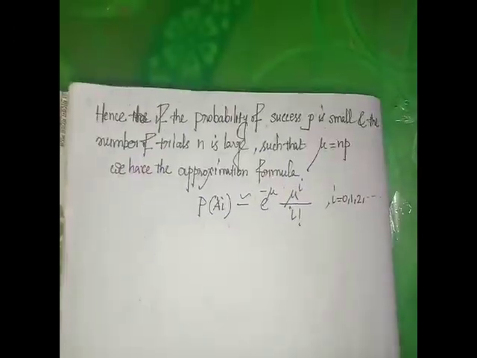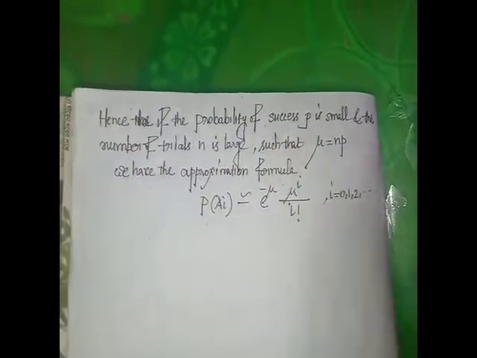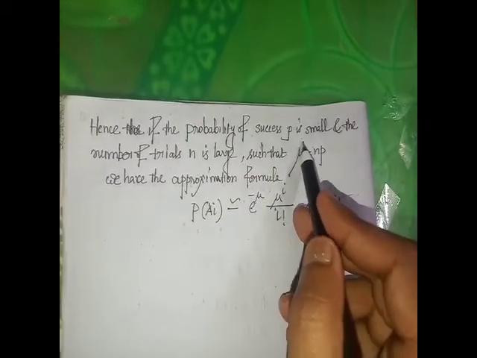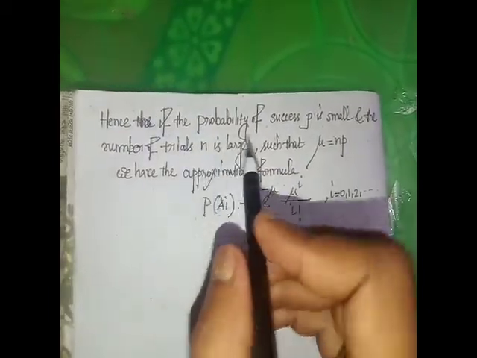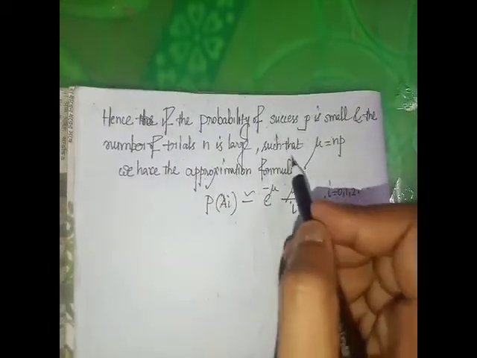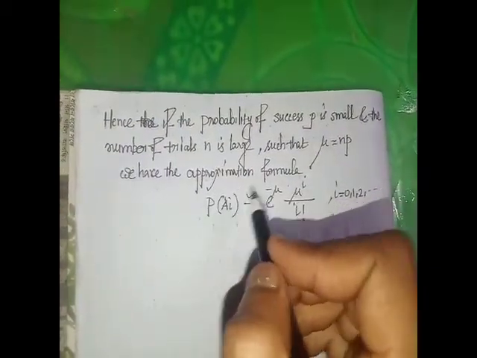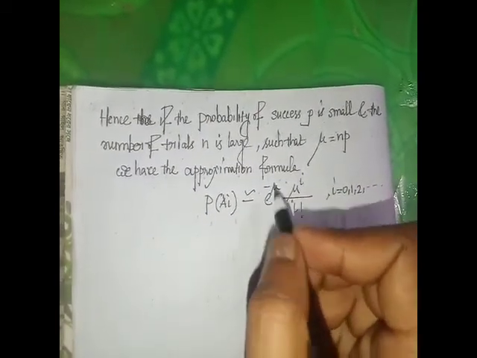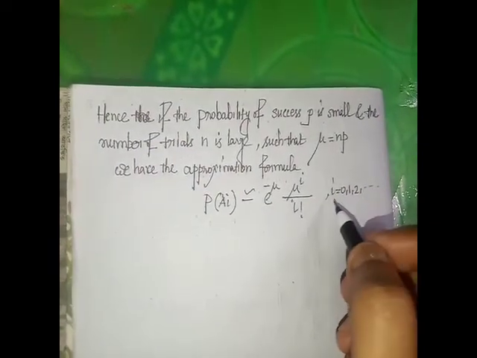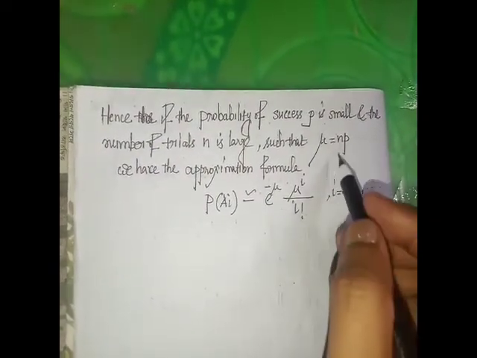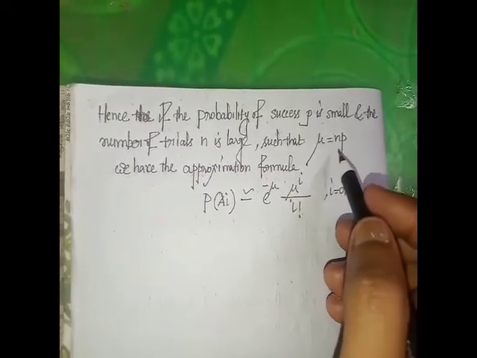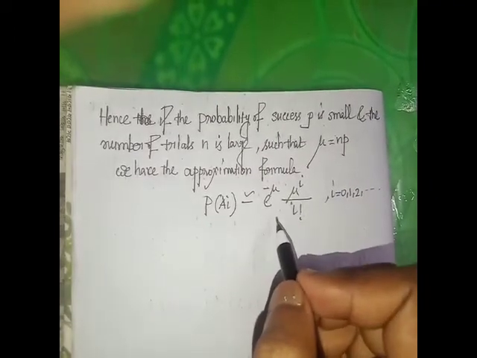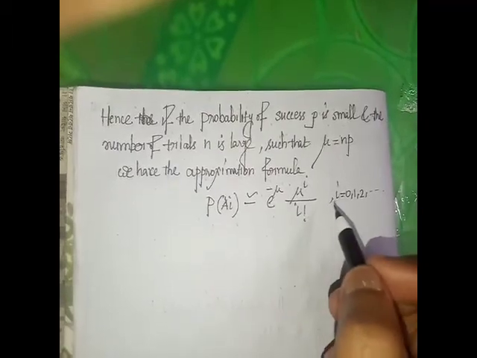Okay, hence if the probability of success p is small and the number of trials n is large such that mu equals np, then we have the approximation formula: the probability of i is approximately e^(-mu) mu^i by i factorial, where i runs from 0, 1, 2, and so on, where n is a big number, p is very small, and the product np is a positive constant. Okay, this is the Poisson approximation formula, e^(-mu) mu^i by i factorial.